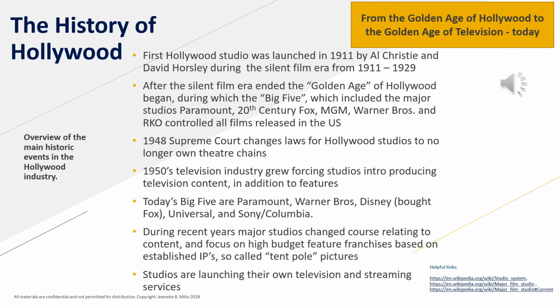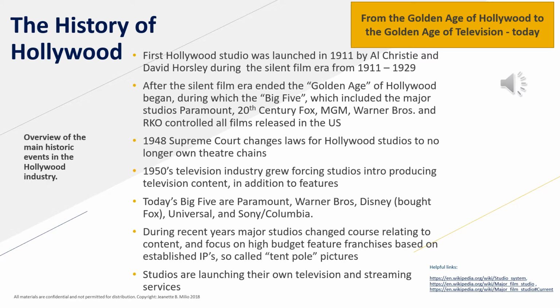The history of Hollywood, from the golden age of Hollywood to the golden age of television today. An overview of the main historic events in the Hollywood industry. The first Hollywood studio was launched in 1911 by Al Christie and David Horsley during the silent film era from 1911 to 1929. After the silent film era ended, the golden age of Hollywood began, during which the Big Five, which included the major studios Paramount, 20th Century Fox, MGM, Warner Brothers, and RKO, controlled all films released in the US. In 1948, the Supreme Court changed the laws.